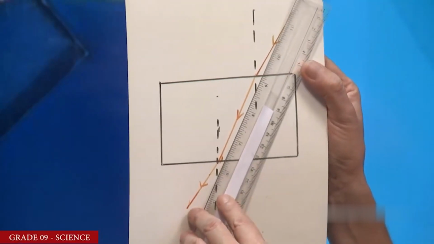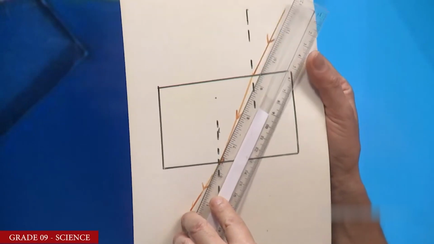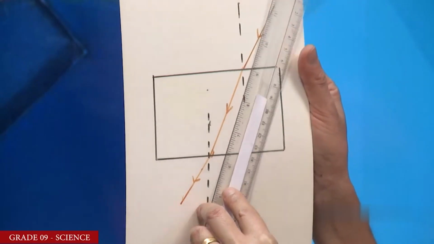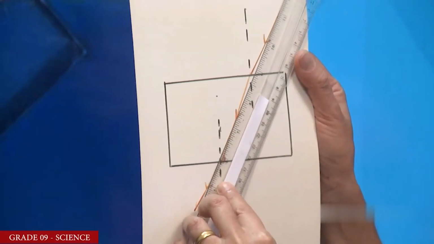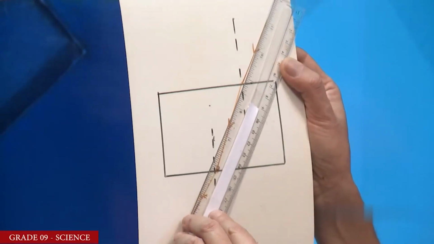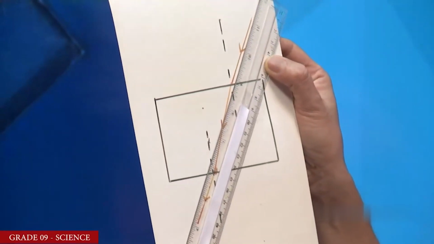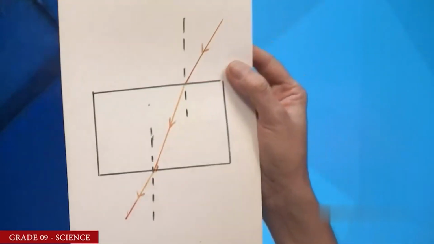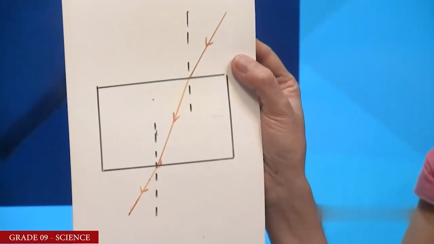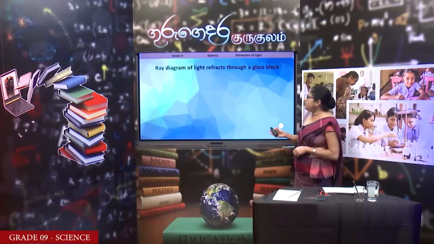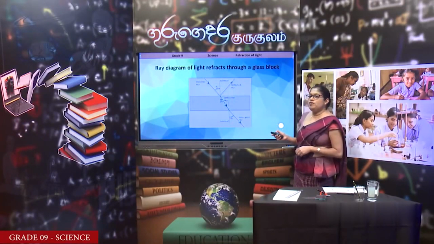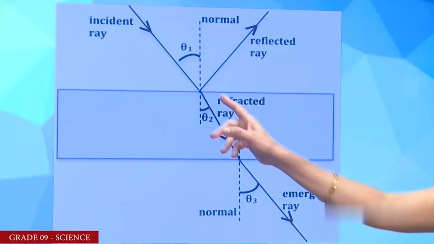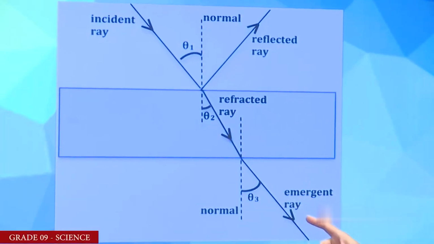So you can see the emergent ray has bent away from the normal. One more thing you can observe here: the incident ray and the emergent ray are parallel to each other. So, this is the ray diagram we can obtain by doing this activity. This is the same ray diagram we obtained by doing the activity. Here is the incident ray, refracted ray and the emergent ray.